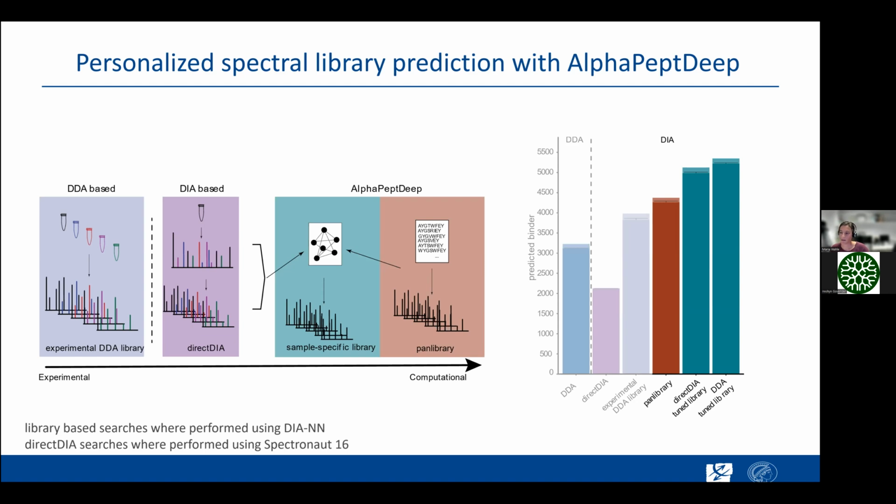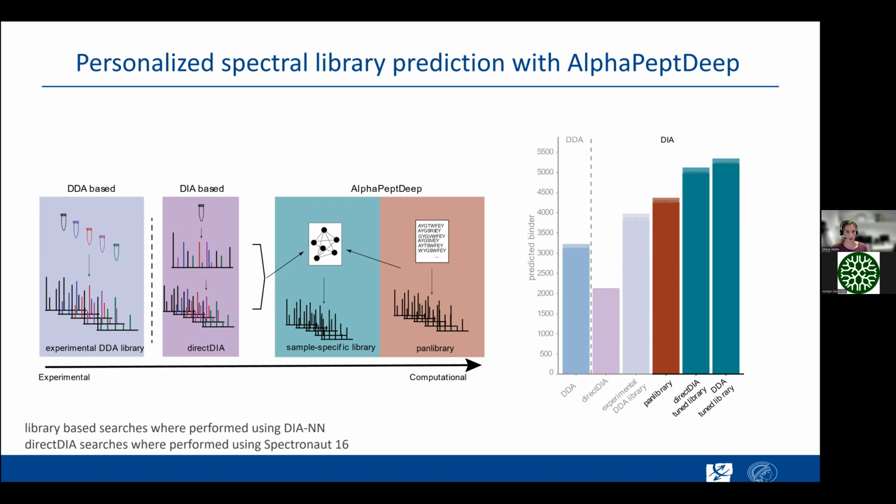As you can see here, the PAN library itself is already quite a good model, but you can really improve it with sample-specific knowledge. The DDA-tuned library still outperforms the direct DIA-tuned library a bit, although I have to say the DDA-tuned library is trained on a single DDA measurement. So in my opinion, if you have a large cohort or a large group of samples, the direct DIA-tuned library already gives you a huge boost in identifications, and this is really just a single measurement.